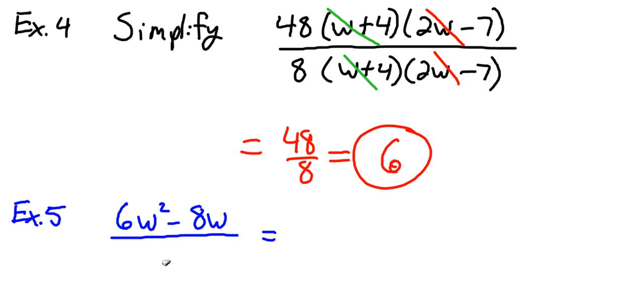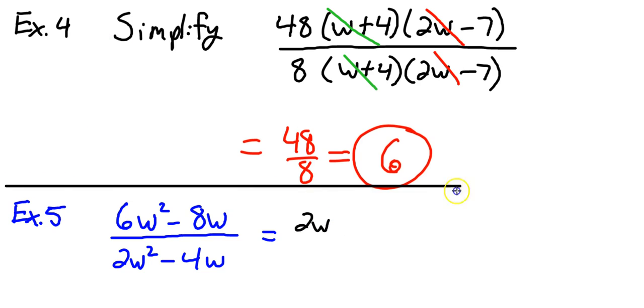You have to factor the numerator as much as you can, then you factor the denominator as much as you can. So for this part, if you've got 6W squared and 8W, they both have a W, and they're both even numbers, right? So you can take out the W and you can take out a 2. So for that one, we'll take out a 2 and a W. Basically, we're just taking out the greatest common factor for this part.